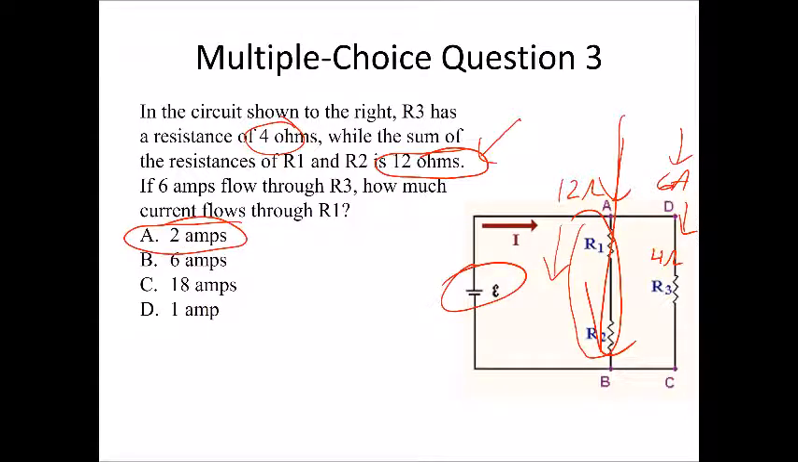It's also important to note that if 2 amps go through R1, 2 amps also have to go through R2 because there's only one pathway through this branch. So this question would be no different if they had asked for the current through R2. It would still be 2 amps.